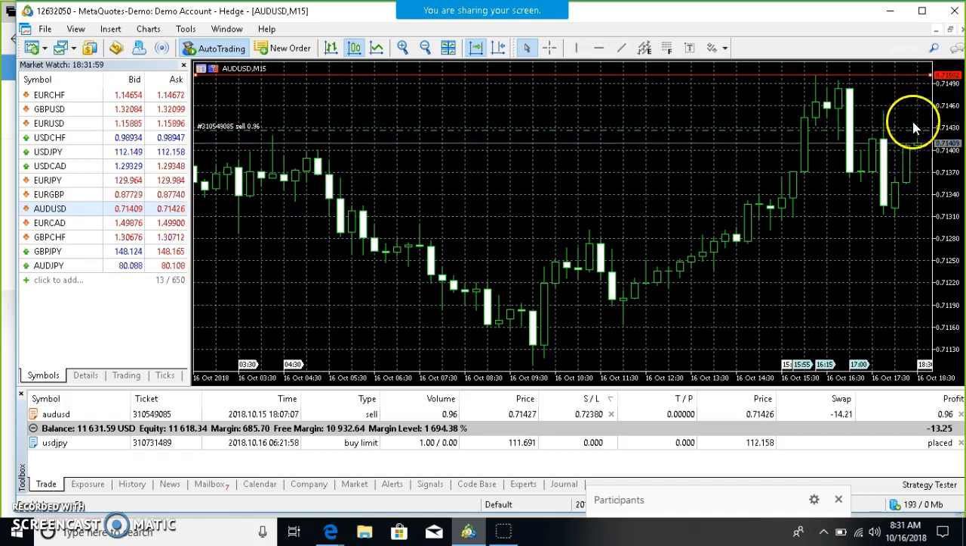Pips is what we say in Forex instead of points, which we say in the stock market. Pips movement. If you see this number as it moves to 0.7141, 0.7142, those are what we call pips. Don't pay attention to that last number because that's a micro number. The real number is 0.7141.